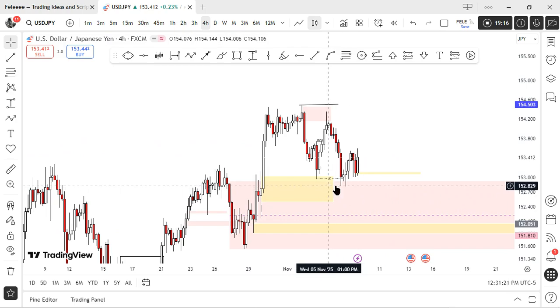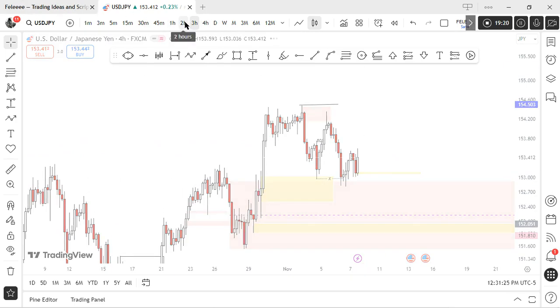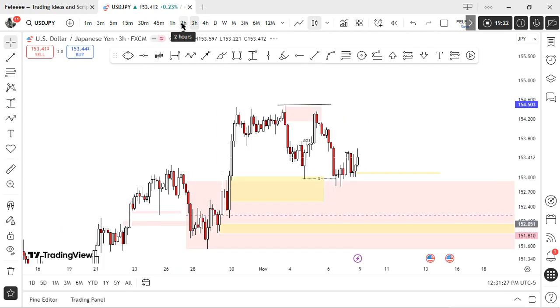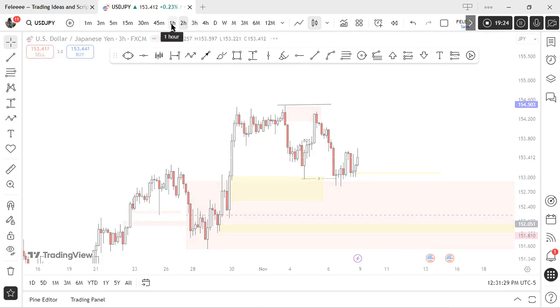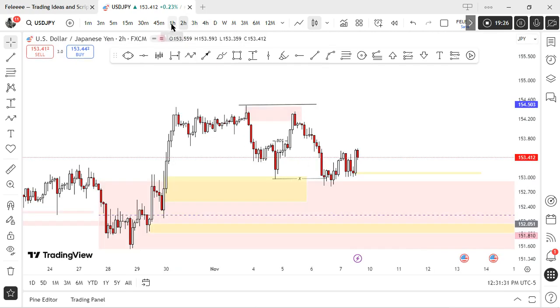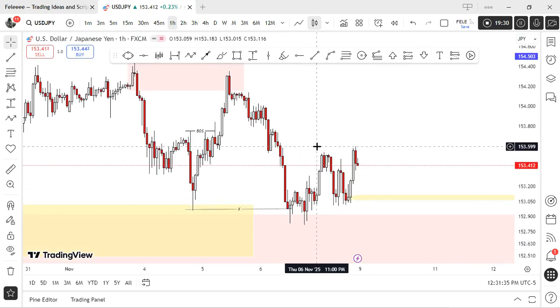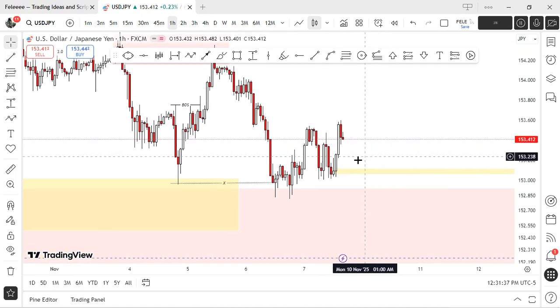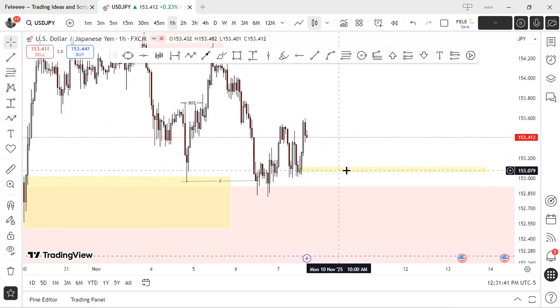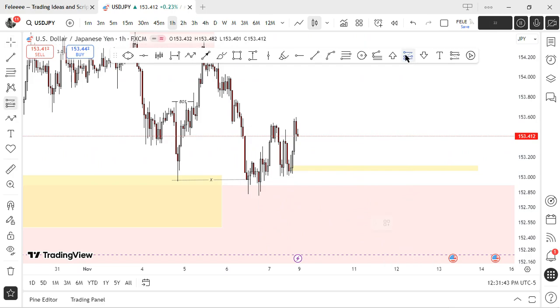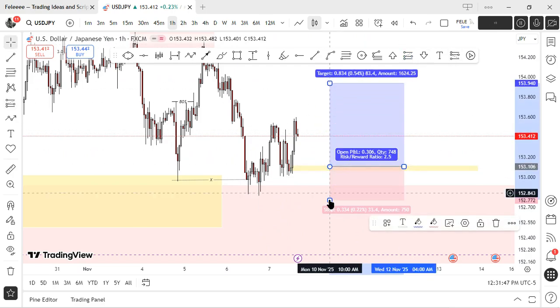So after price swept this liquidity, any market structure that I see in the lower time frame is going to be my indication for more bullish moves. So I had this market structure on the 1 hour up here, and that's why I looked for this demand zone on the 30 minutes, I guess. So I'm going to be watching for more buy moves on this side.